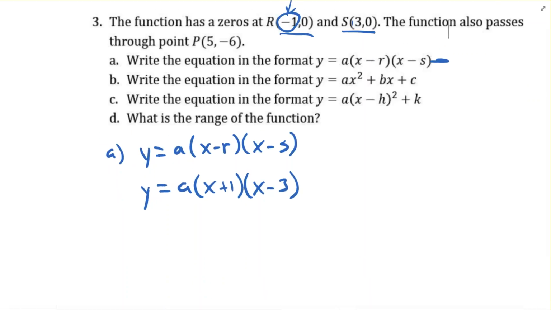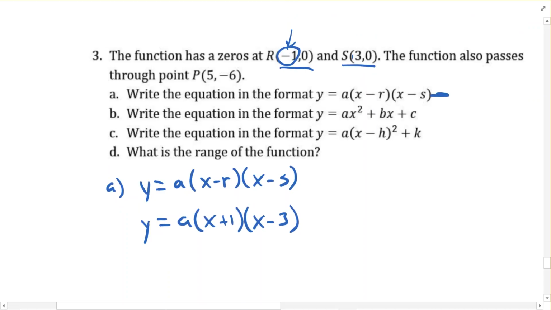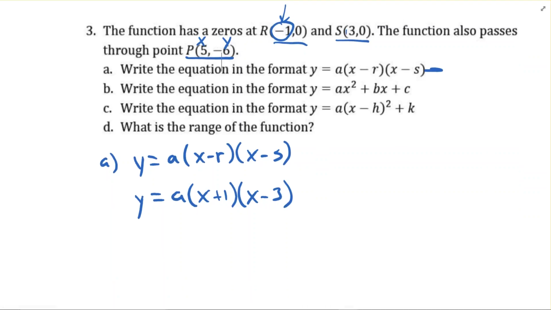Now, they also tell us that it passes through 5, negative 6. So this is my x value. That's my y value. Let's put those into our equation. So instead of writing y, I'm going to write negative 6. A is the one we don't know, right? That's the one we've got to solve for. x is 5. So 5 plus 1, and then 5 minus 3.